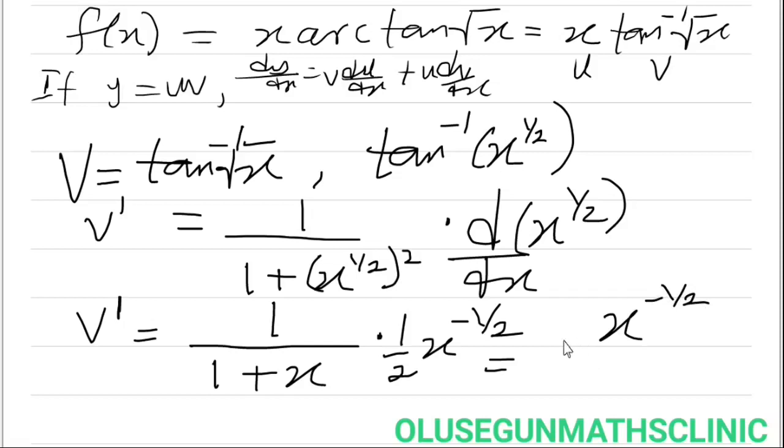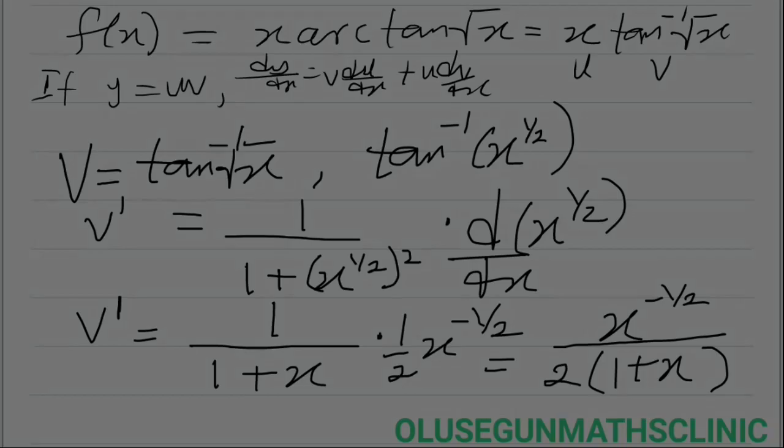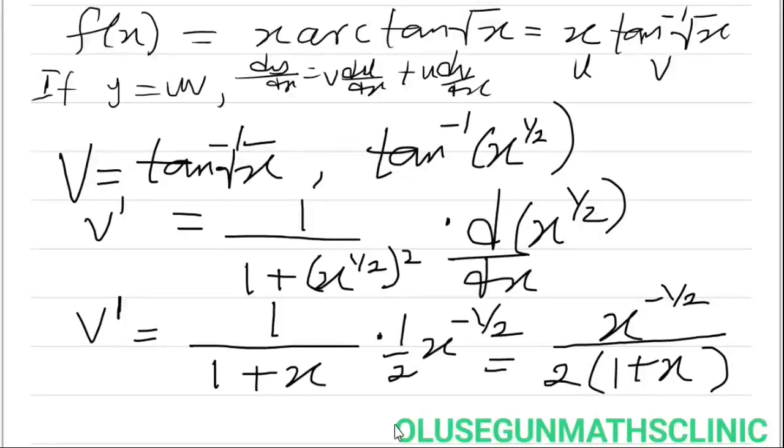The 2 will multiply 1 plus x. So that is the derivative, v prime. That is just the derivatives. This is what is making me come down a little bit, because I want you to understand how the derivative of arctan of root x is this.